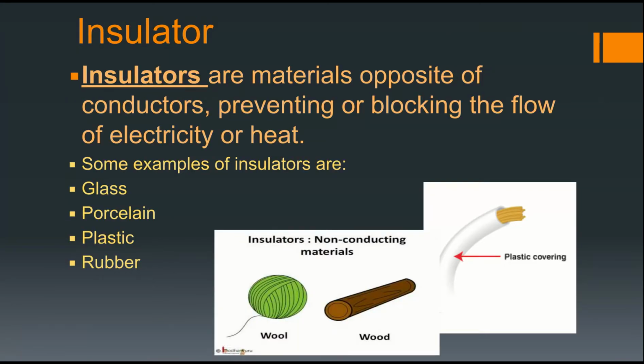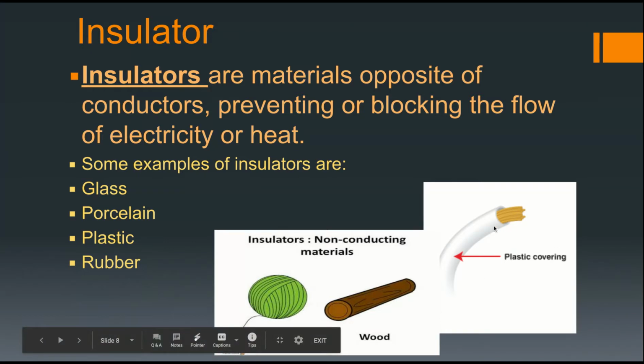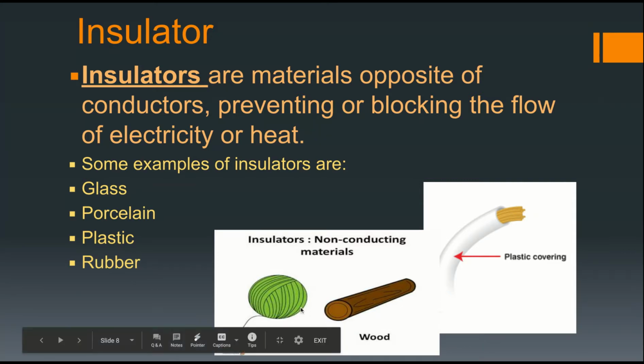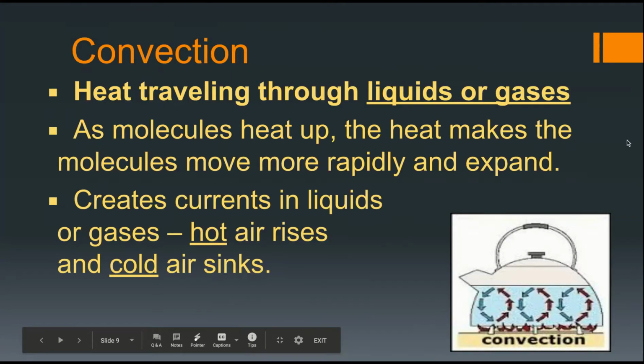An insulator is the opposite of a conductor. An insulator does not let heat flow easily through it. Some good examples of insulators are glass, porcelain, plastic, and rubber. Either a plastic covering or a rubber covering goes over wires so you won't get electrocuted. Heat does not travel through clothing, wool, or wood very easily.